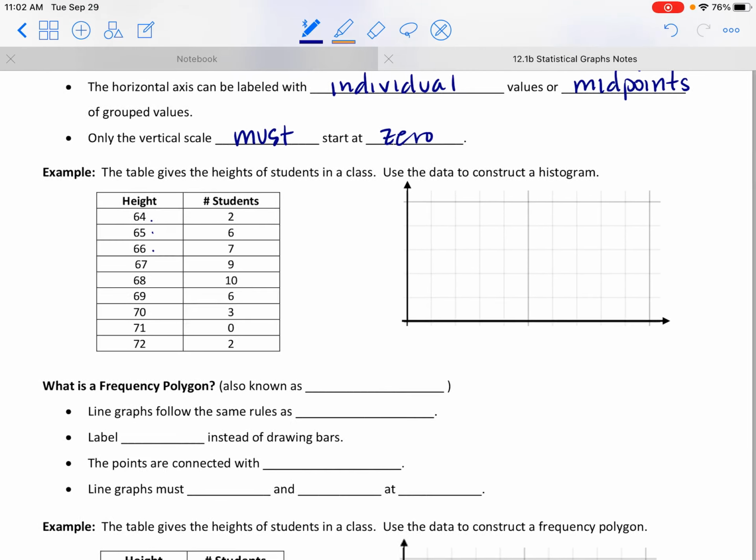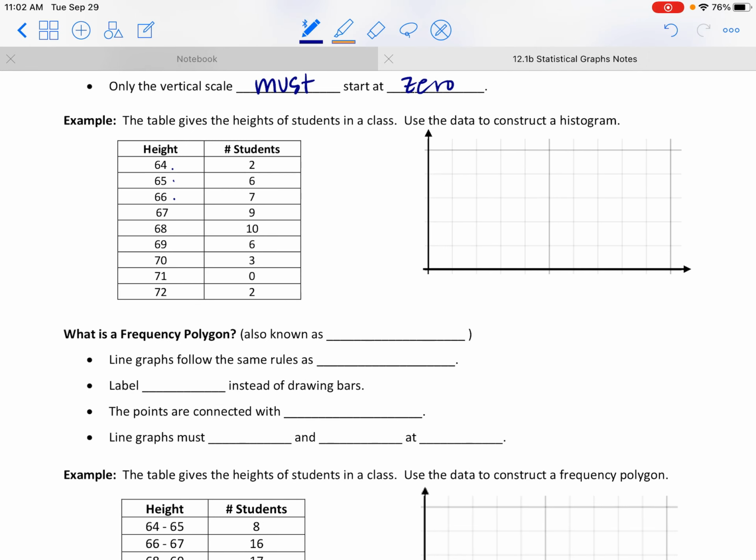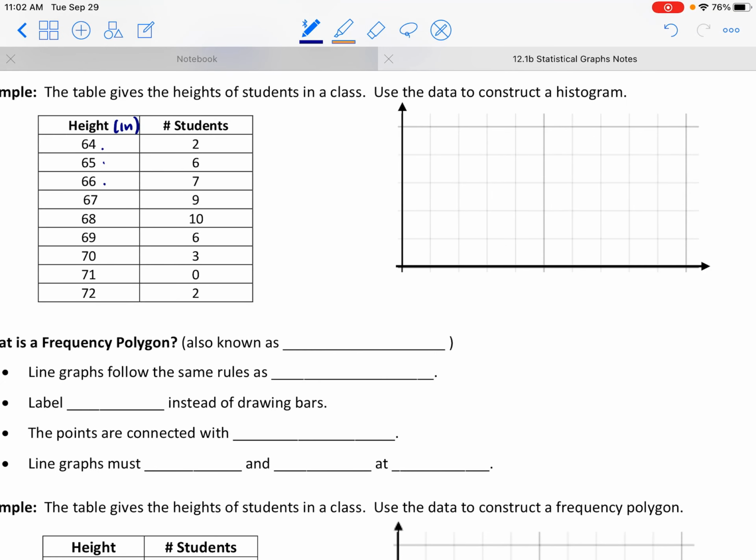All right, so we're going to try to make a histogram here. And we've got this table. It's the heights of students in a class, and I'm assuming that these are heights in inches, and how many students have that height. So we have 2 students that are 64 inches tall, 6 that are 65, 10 that are 68, and so on. So let's make a graph here. Along the bottom, we're going to put height in inches, and then along the vertical axis, we're going to put number of students.